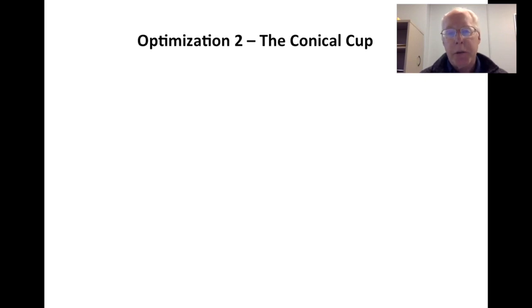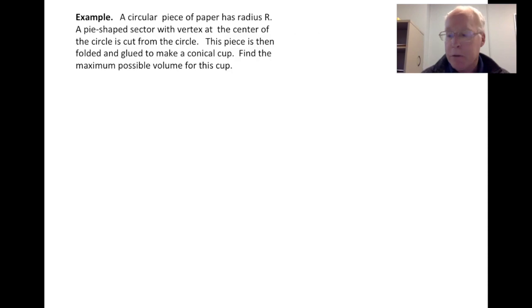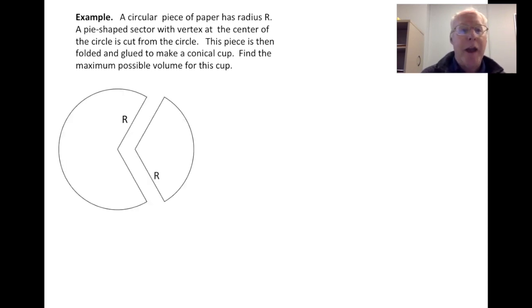Hello, in this video we're going to take a look at a moderately difficult optimization problem, the problem of the conical cup. We're going to start with a circular piece of paper that has radius capital R. This capital R is going to be fixed through this problem. A pie-shaped sector with vertex at the center of the circle is cut from the circle. This piece is then folded and glued to make a conical cup. We want to find the maximum possible volume for this cup.